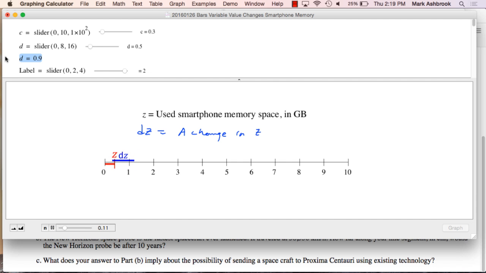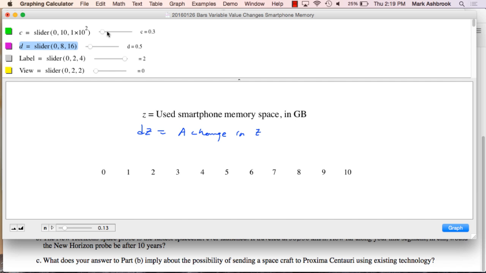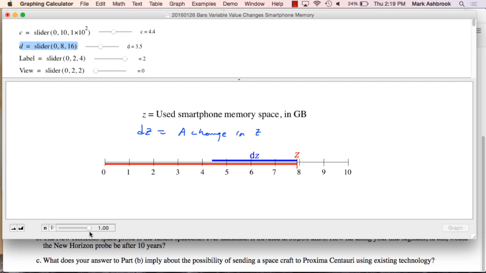4.4 was the initial. And 3.5 was DZ. Okay, here we go. So if we start with 4.4 and we make a change of 3.5, how are we going to get the final value? You're just going to add the length of the red bar, Z, plus the length of the blue bar, DZ. That will give you Z final, or 7.9. So by the end, our new value of Z is 7.9, the final value of Z.